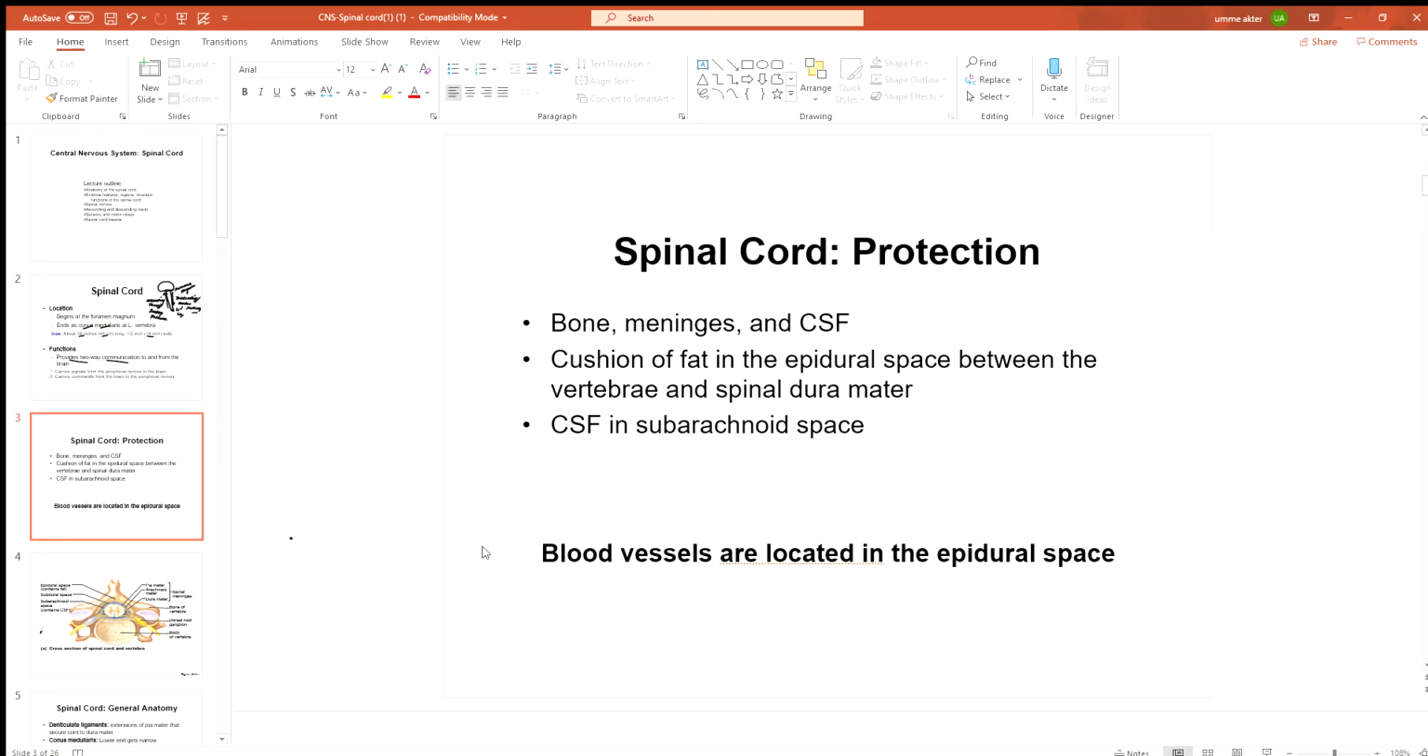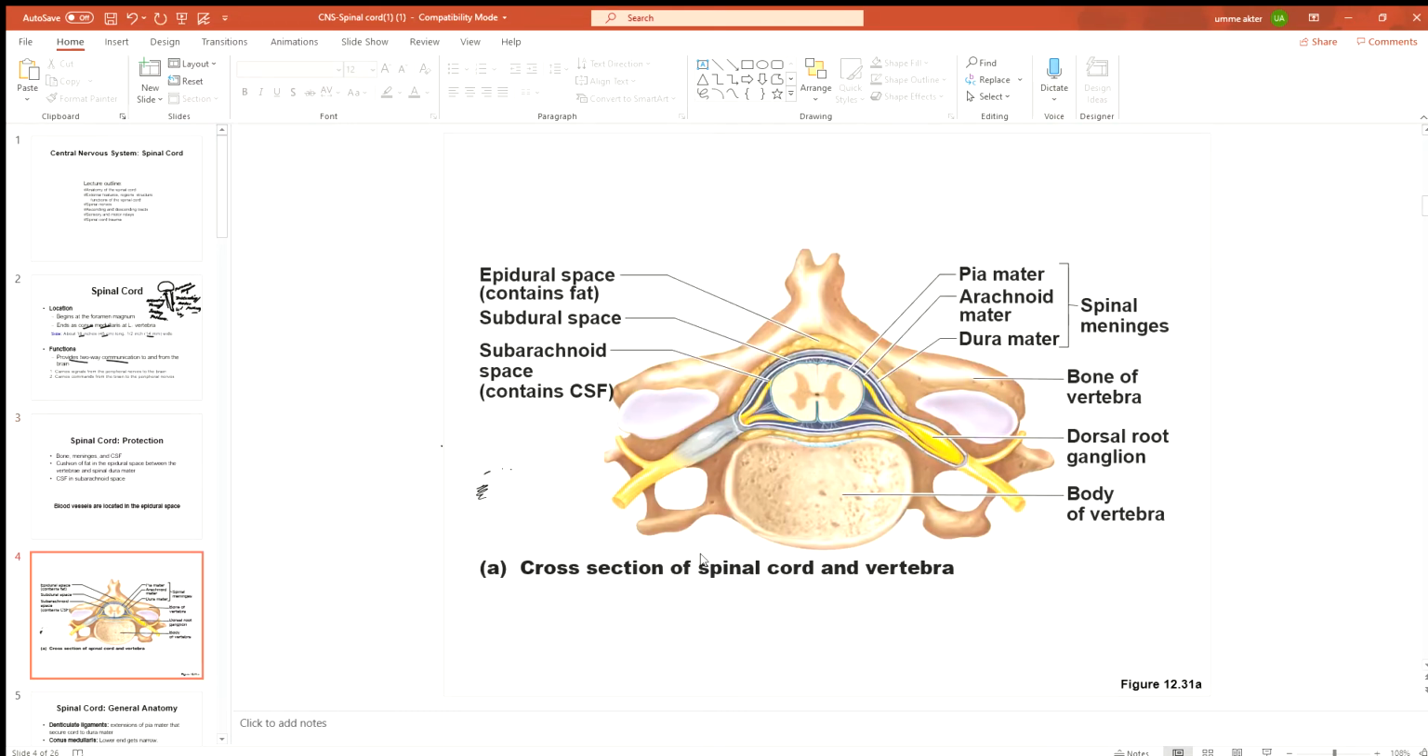Okay, now we'll see the protection of the spinal cord. Like your brain, the spinal cord is also a very important structure, and it should be heavily protected. As I have already mentioned, the spinal cord is located inside the vertebral column. Inside the vertebral column, you have a canal called the vertebral canal. And inside the vertebral canal, you have the spinal cord. So if you see from outside to inside, the outermost structure is the bone. Which bone? Vertebrae.